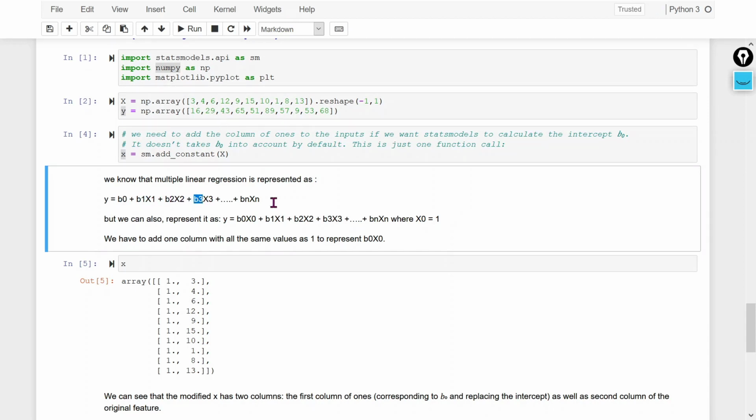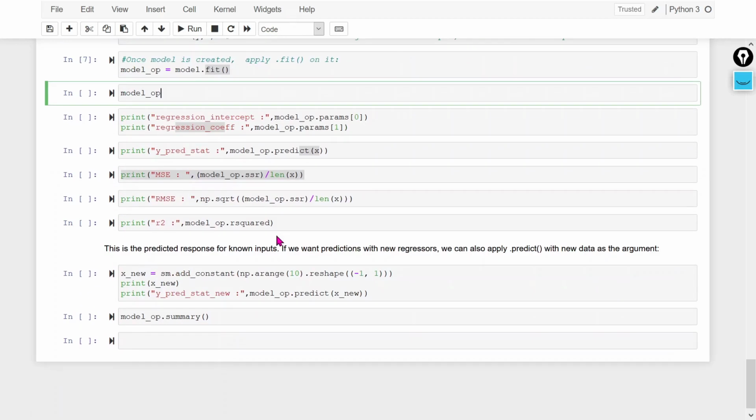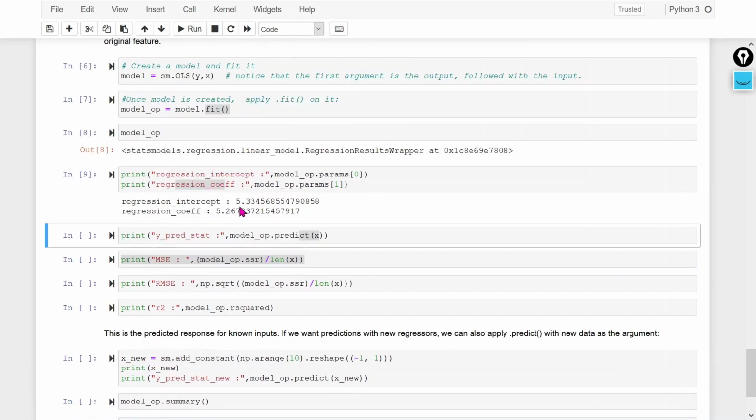But here I am using the simple linear regression model. It means only the terms up to here. So our intercept is 5.3345. This is our intercept. And what would be the regression coefficient? The coefficient is 5.2673.